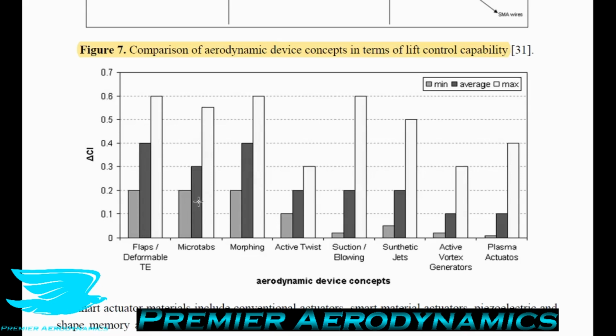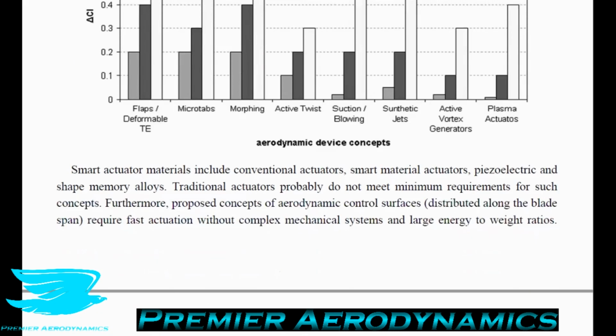One difficulty with morphing is the structural side, the strengthening of it, and so that's something tricky. Active twist, suction blowing, and synthetic jets can also increase the lift coefficient quite dramatically by about 0.2. Not as much as flaps, microtabs, or morphing, but still pretty good. Then active vortex generators and plasma actuators can increase by about 0.1, so about 1/3 of the maximum that we find with the flaps, microtabs, and morphing. So it's cool having a summation of all these different flow control devices in one handy table.